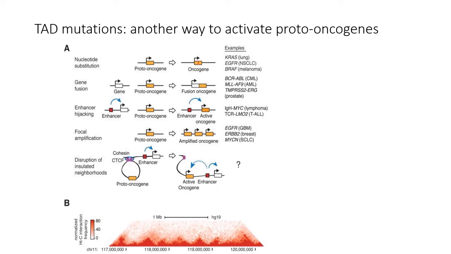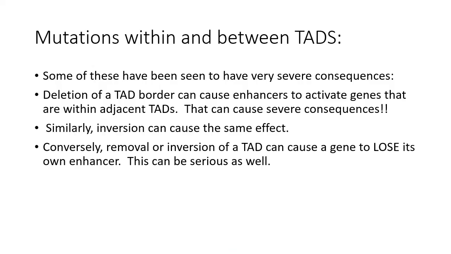Now, if that TAD border is broken by means of deletion of a site, then the enhancer that's immediately next to it can potentially activate the proto-oncogene that's within the loop. In the absence of that TAD border with the CTCF cohesin, there is nothing to shield that proto-oncogene from the enhancer. So this is yet another way in which proto-oncogenes can be activated. There can be severe consequences to these borders similarly.